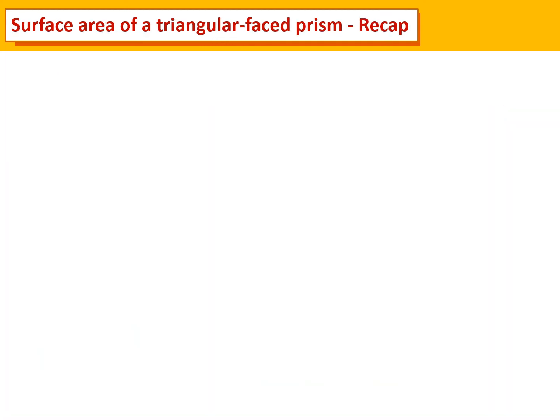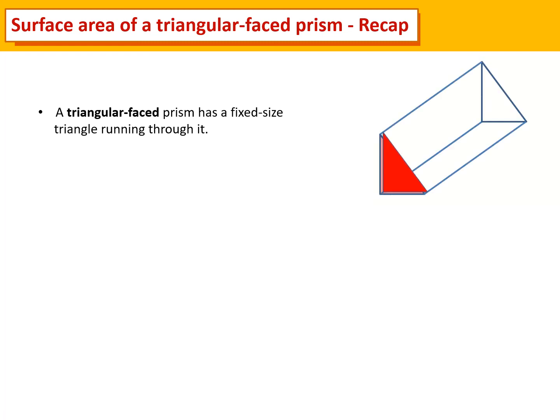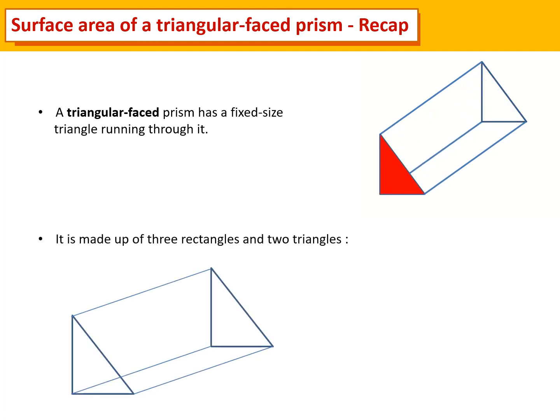Let's put all this together then with a recap. A triangular face prism has a fixed size triangle running through it. In this case, it runs from front to back, and that's what makes it a prism. The surface area is made up of three rectangles and two triangles. The rectangles are the side, the base, and the sloping side, and the two triangles, one at the front and one at the back.